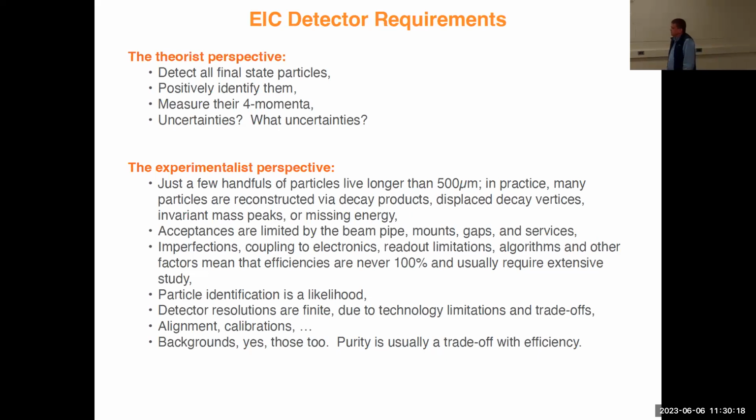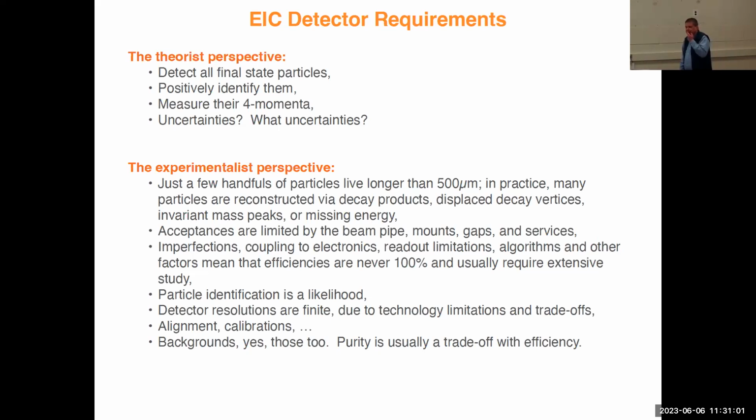So, detector requirements, maybe. The theorist perspective. The experimentalist thinks that theorists think about detector requirements as simple as, well, you need to detect all final state particles, of course. We want to ensure exclusivity. You need to positively identify them. If they're kaons, you need to know that they're kaons. You need to measure the four-momenta, preferably also the time. 5D tracking, getting there too. And uncertainties, what do you mean by uncertainties in the end? That's not quite how it works in the end for an experimentalist.